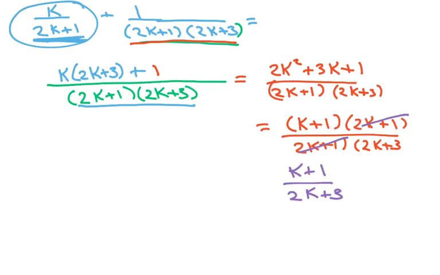So therefore, we have proven, which is what had to be proven, which is what that means. And condition 1 and condition 2 have been satisfied. Therefore, the statement is true for all natural numbers n.